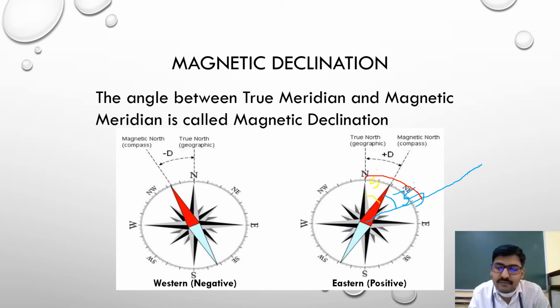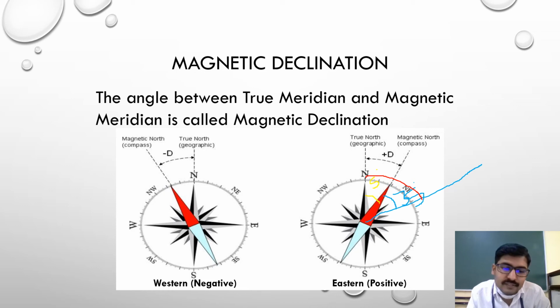That is the reason why it is called positive. Positive declination means you are adding it to get the true bearing of the line. If declination is added to the magnetic bearing of the line, then it is positive. So that is the reason why it is called positive declination.